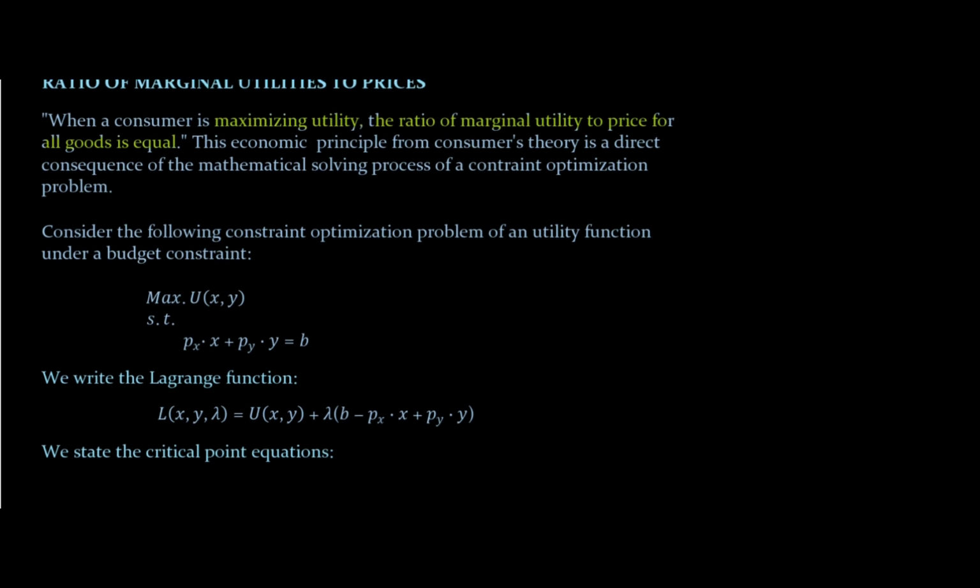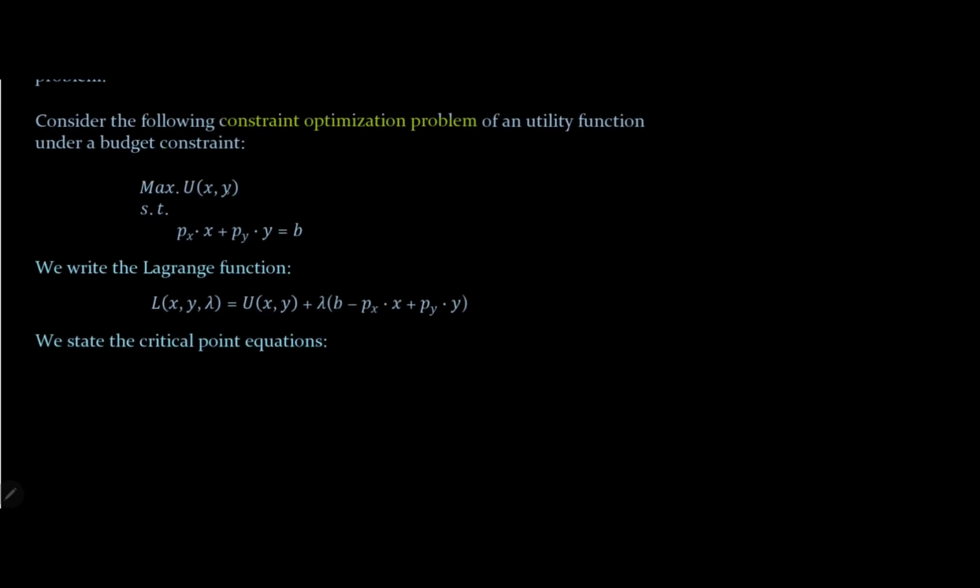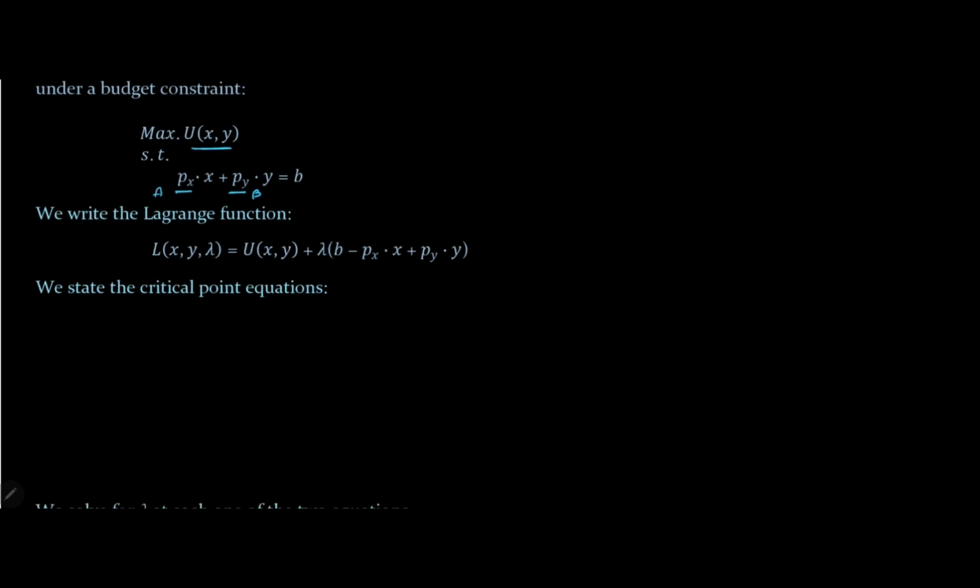Consider the following constraint optimization problem of a utility function, and then we have a budget constraint. Formally, this is like maximizing a utility, and then we have the price of the first good and the price of the second good, the selling price of A, the selling price of B. So that's our budget constraint. Now, if we write the Lagrange function, then it's like that.